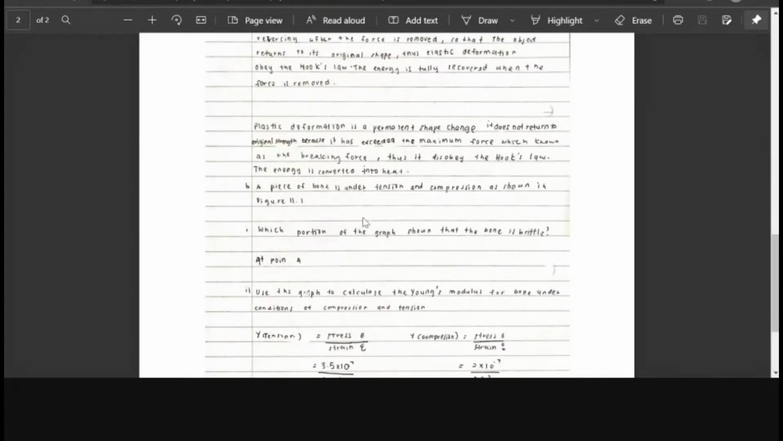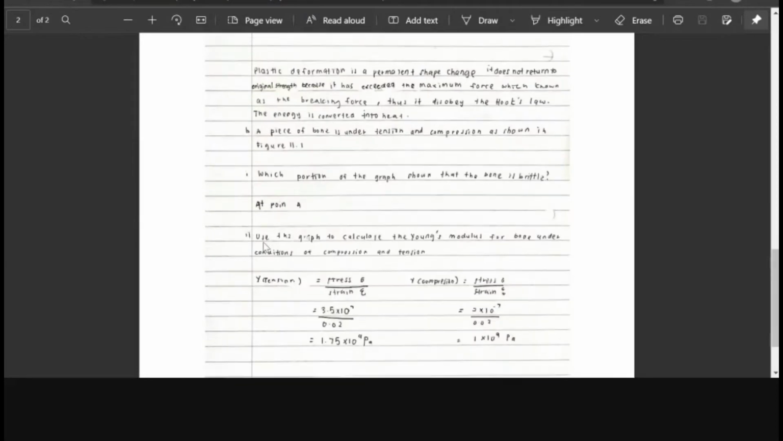Betul ke? Okay. So lepas tu dia suruh use the graph to calculate the Young modulus for bone under condition of compression dengan tension. Okay. So apa kita nak guna? Kita guna formula stress over strain.